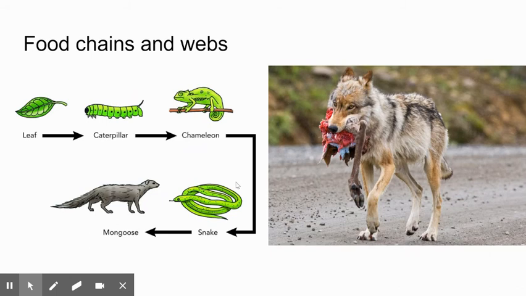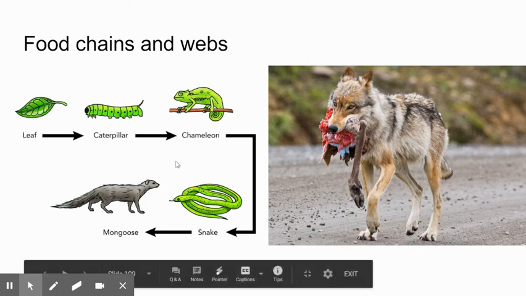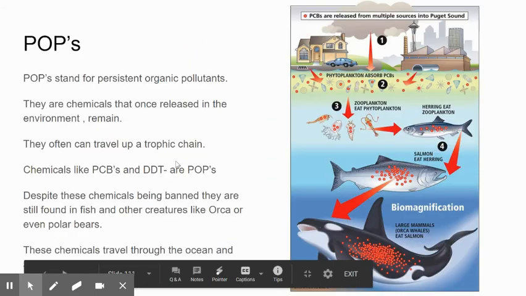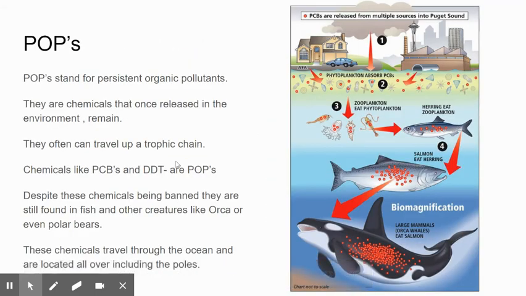In a food chain, it's more simple. If the caterpillars go extinct, then everything else goes extinct. And of course, that's not realistic. Okay, I think this is our last slide.